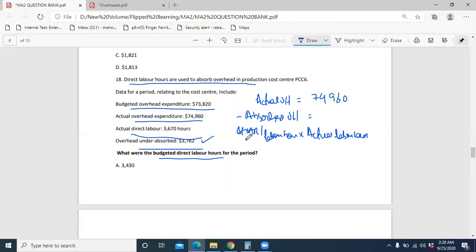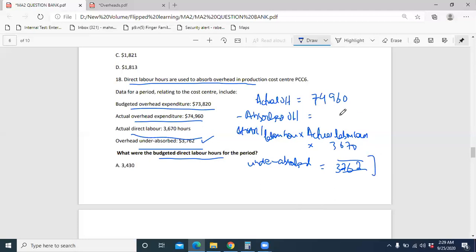74960. I am given the actual direct labor hours, which is 3670, and I'm also given under absorbed overheads. The situation is where we absorb less and the actual rate is more, right? Actually absorb less, so it's an expense. 3762. I actually absorbed 3762 less. So what do you think I would have absorbed? If my actual was more, I absorbed less, and I absorbed this amount less.